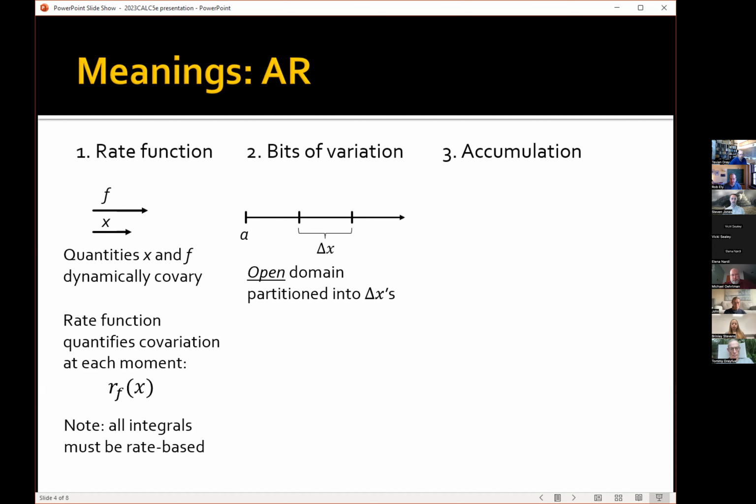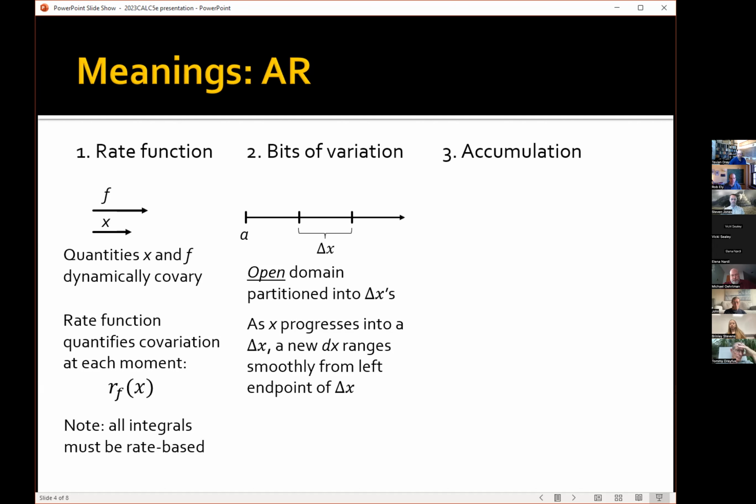For bits of variation, there's an open domain. So there's a starting point A, and then it continues on open-endedly, which is partitioned into delta x's. And then as the quantity x progresses into a delta x interval, there's a new quantity called dx that is defined, that ranges from the left endpoint of the delta x and then continuously and smoothly grows within that delta x. So in this case, as x entered into that second delta x, that dx would be growing from the left endpoint. And then the idea is that f varies by r times dx within each delta x piece. So there are delta x's and dx's happening simultaneously here.